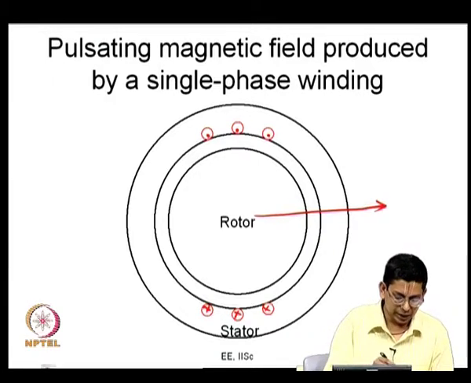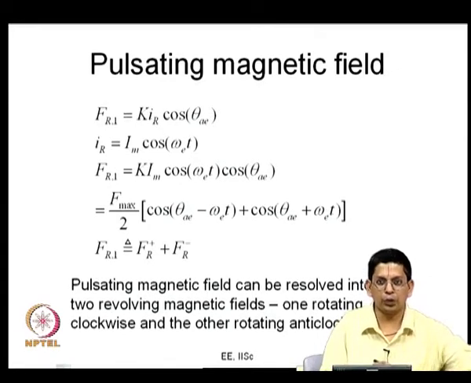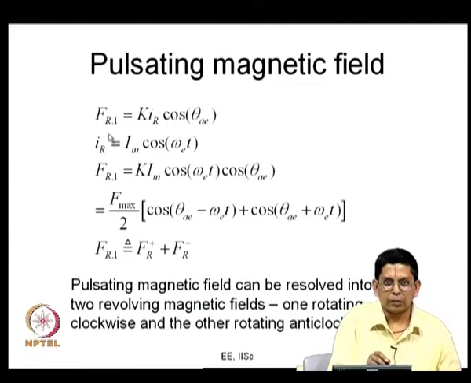So, let us get a little clearer about the pulsating magnetic field. Let us do that mathematically. To deal with it mathematically, let us say you have this MMF. What is this F? F stands for MMF. R stands for the winding, it is the R phase winding. We are just considering a single phase, and let us call that simply R.